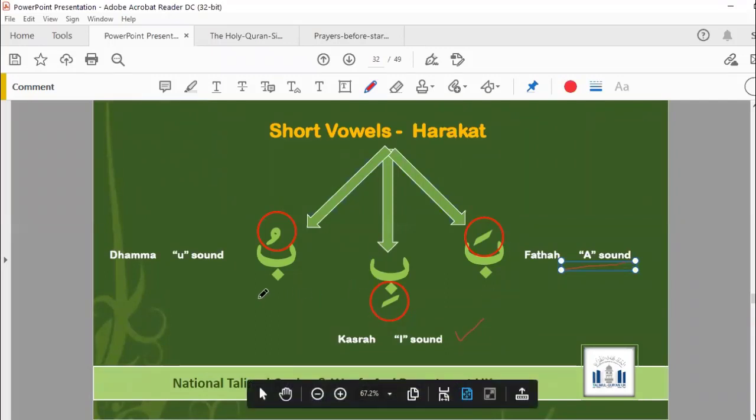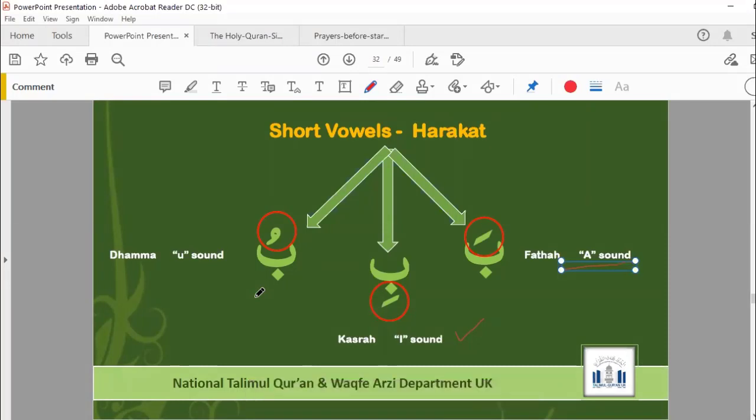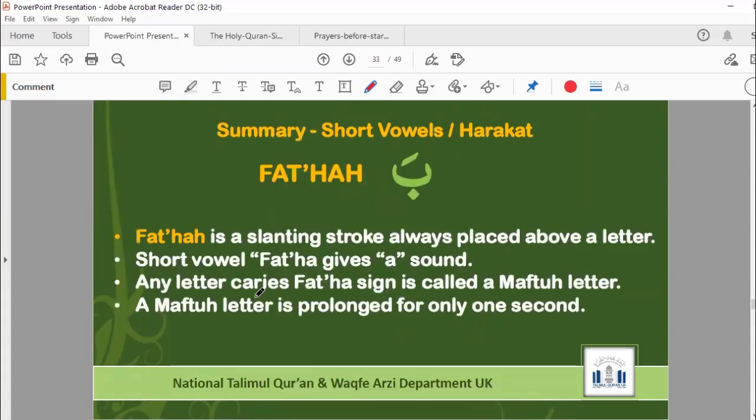If a letter has a dhamma on it, you make an oo sound. So bu, tu, oo. Now explain this fatha now, please.